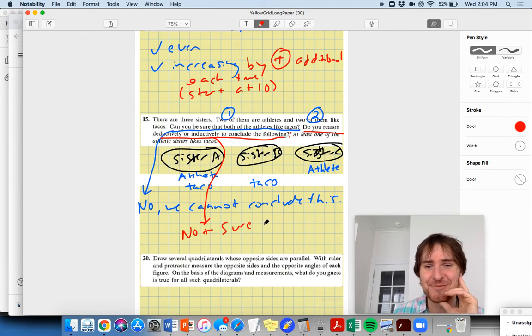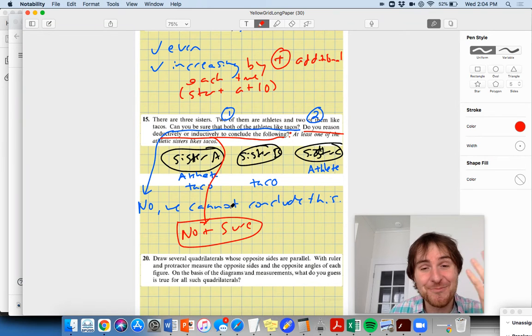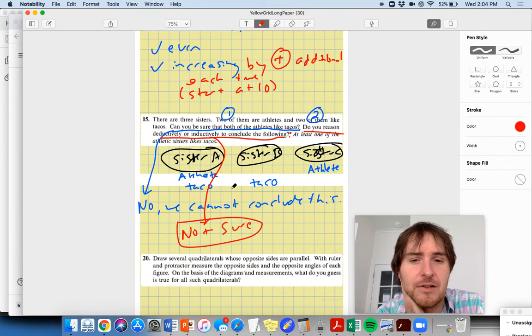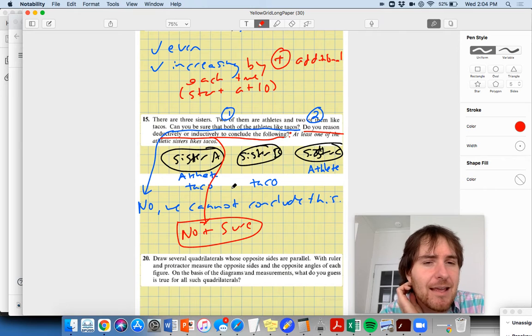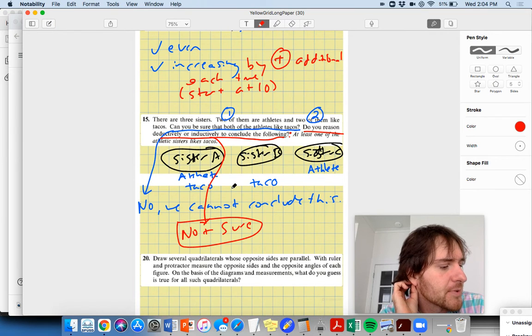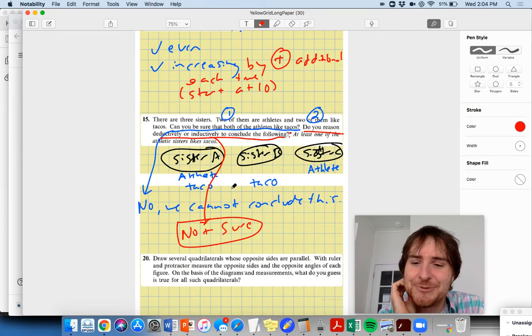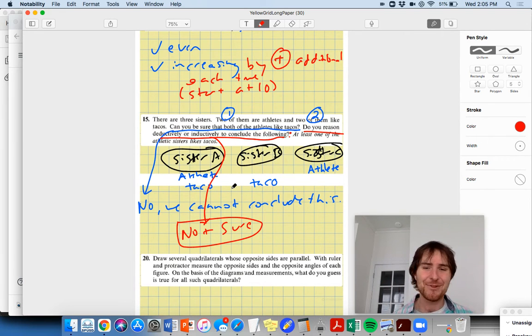I'm going to put not sure to begin with here. We're not basing it off of a definition. We're not basing it off of a fact, of a theorem. We're not basing it off of a rule to follow. So I don't know. I'm not sure, to be honest. I'll be completely honest about that here. Do you reason inductively or deductively to conclude that? Deductively, you're starting with only three sisters. That's what's given to you. Two like tacos, one doesn't. So I don't know. I have to look up that one here because it's not really based on observation. It's based on viewing all cases. I have to look that up.